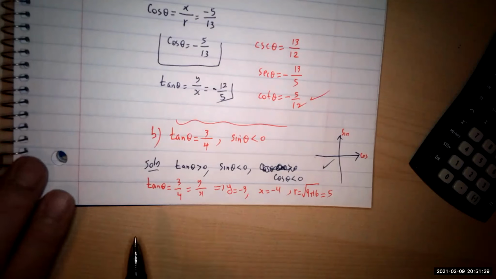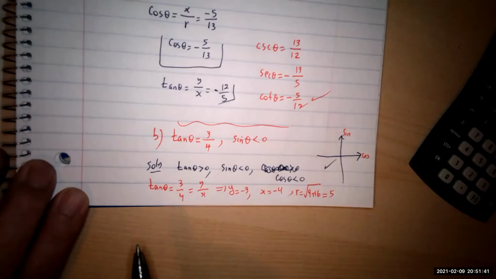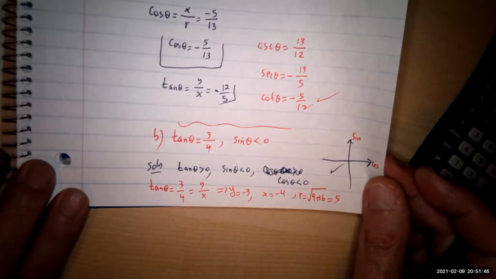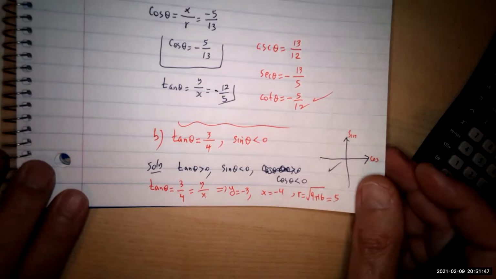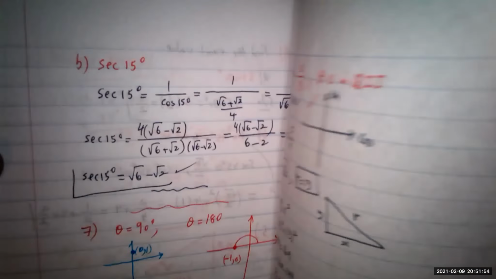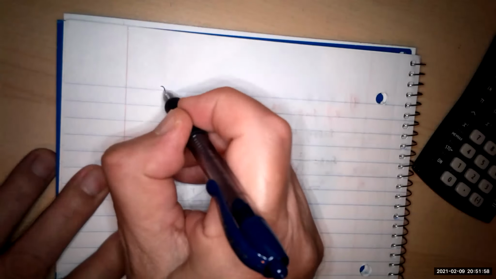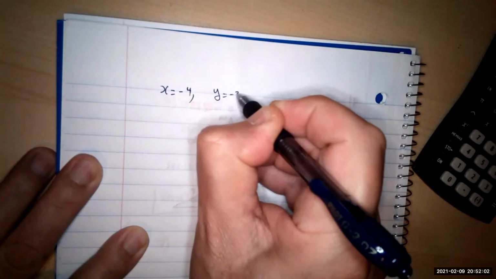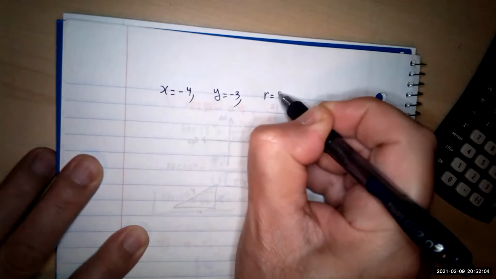So I'm going to the next part to give you the result. Okay, are you ready? So I take this x and the y together, so that's why I write it down quickly. x is -4, y is -3, and r is 5.